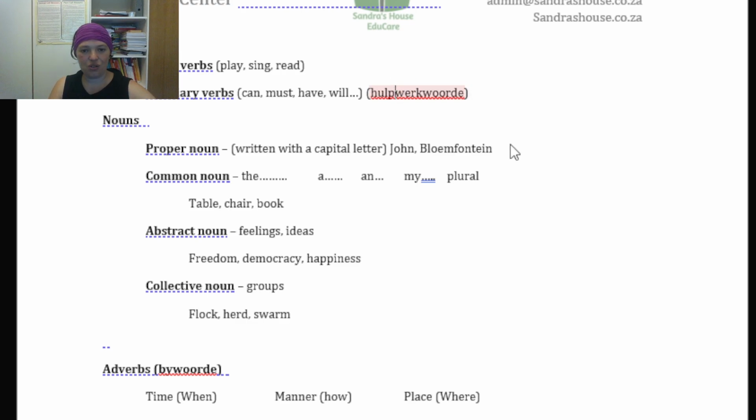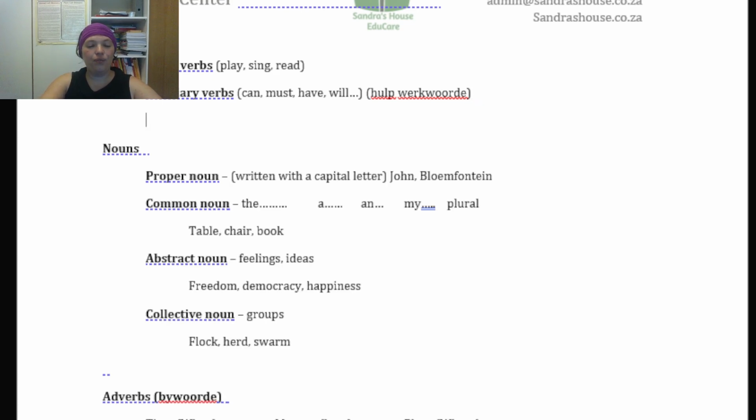Okay, ek gaan dit net so skryf. Werkwoorde, hulpwerkwoorde. En hier het ons can, must, have, will, en dan natuurlik al die tye daarby, so verlede tyd, toekomende tyd, teenwoordige tyd. So past tense, present tense, future tense. Daar is meer tenses in Engels as in Afrikaans.